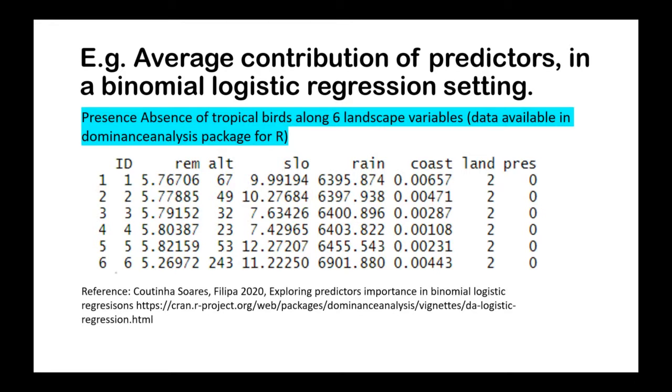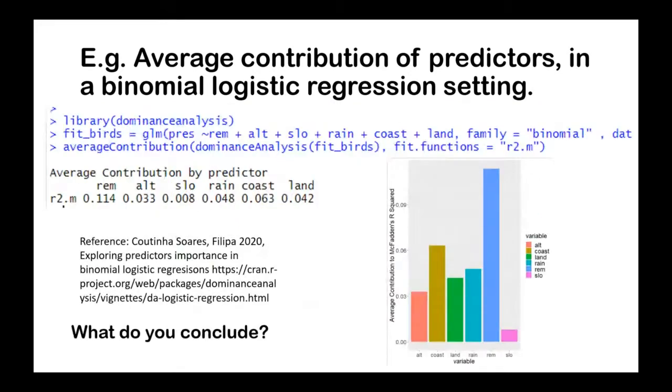So remoteness, altitude, slope, rainfall, distance to the coast, I believe that is, and land. I'm not sure what land was. So using this data set, you can fit a GLM, a binomial GLM with all the variables. We're just going to assume that all the assumptions held and everything like that, and then use the dominance analysis package to look at the average contribution each variable made.